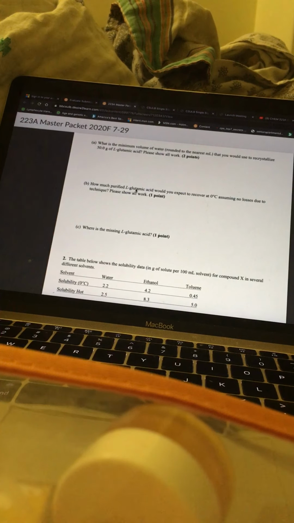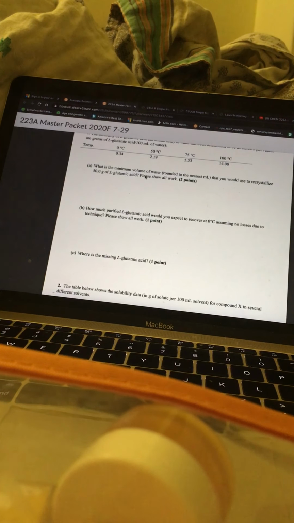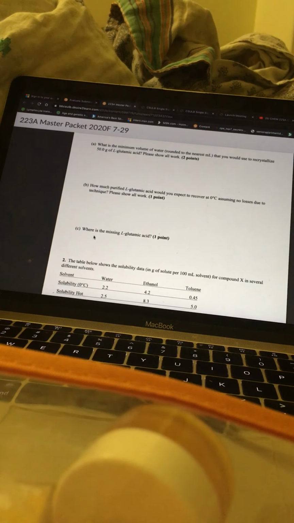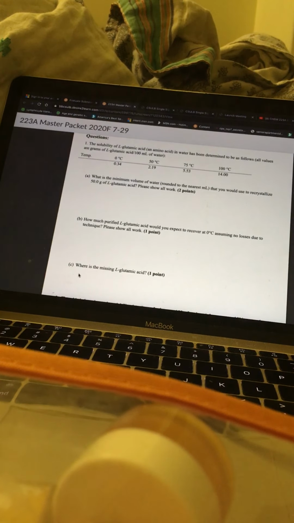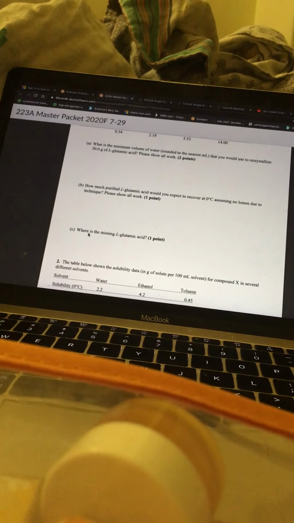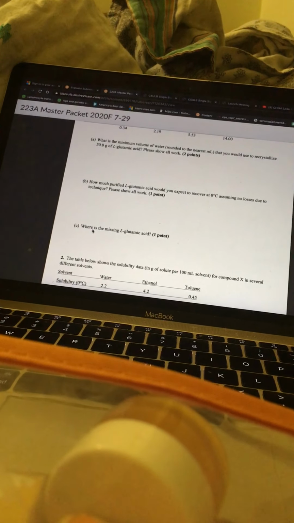And then how much purified glutamic acid would you expect to recover at 0 degrees Celsius, assuming no loss due to the technique? So that should be self-explanatory, so assuming no loss. And then C is a very important question. The things that I talked about in the lab today, you should be able to answer C. What this means is, where's the missing L-glutamic acid? If the crystals that you get at the end, when you weigh them, you might lose some. That's something for you to think about. Where do they go?